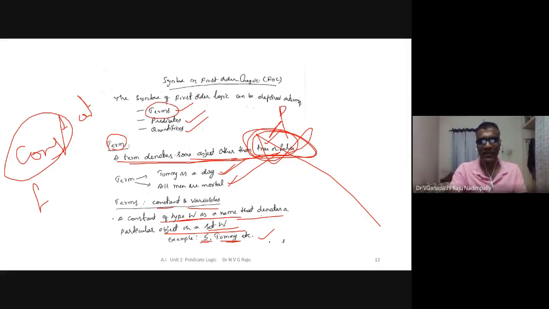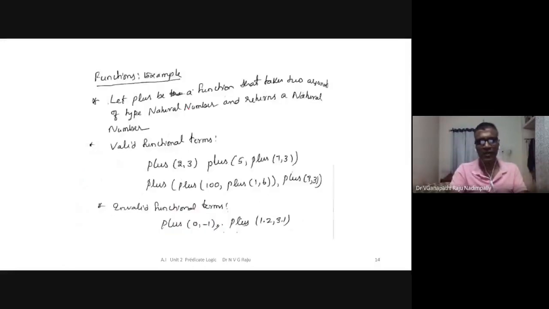Now I think I am going to close about what is term. Now slowly we will enter into what is predicate. I think no need to discuss about these functions now. What is a function? I think everyone knows about what is a function. We know.